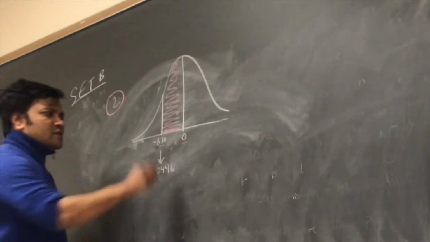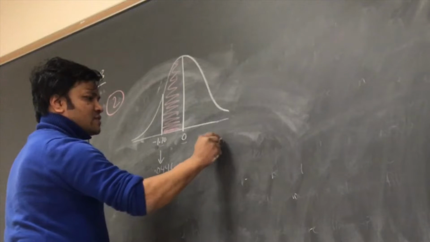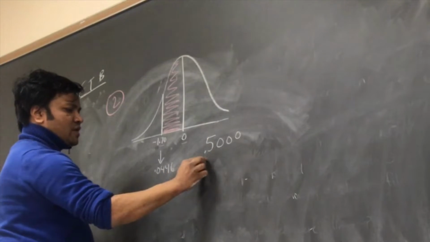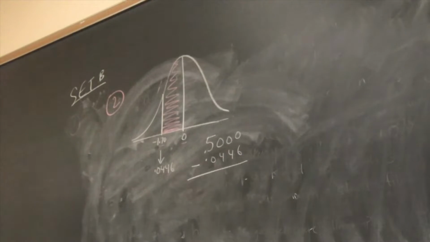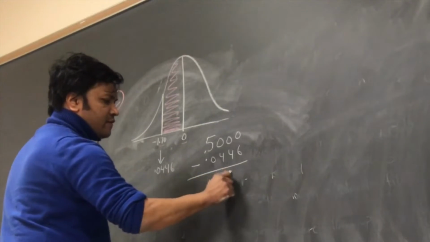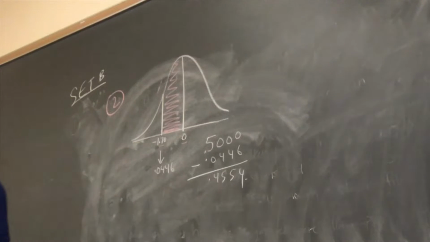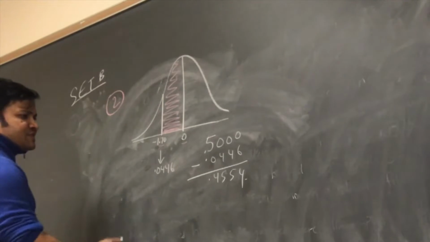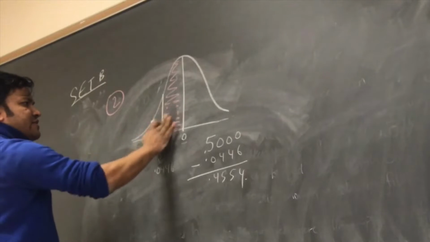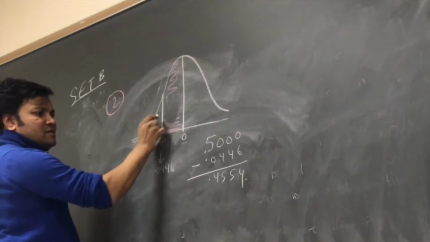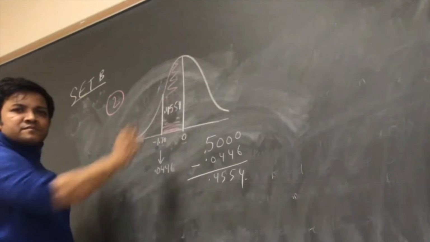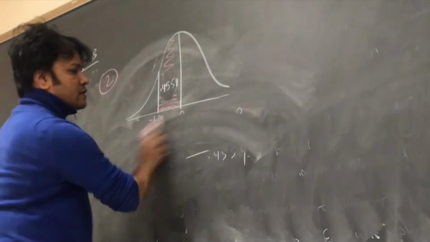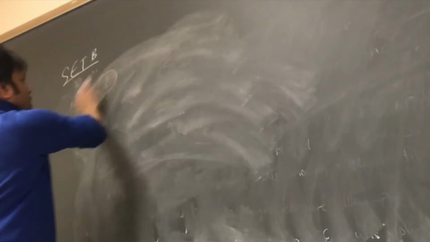0.5 minus 0.0446. Okay, so I'm going to write 0.5000, and I'm going to write negative 0.0446, and use the calculator to find the result. 0.4554. Is there any answer choice like this or none? D. So the answer is D. So this area right here is 0.4554.